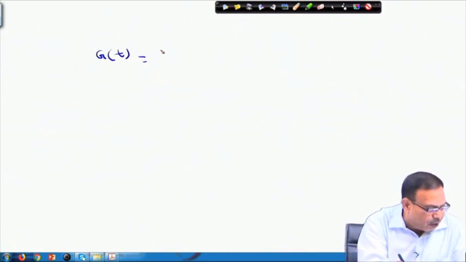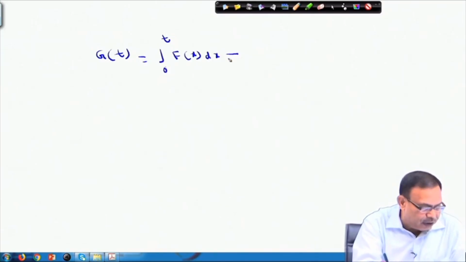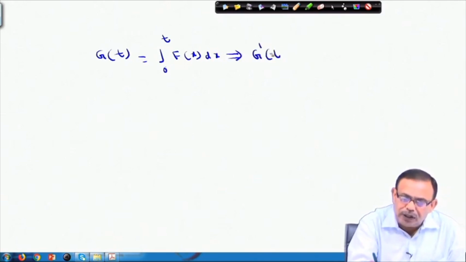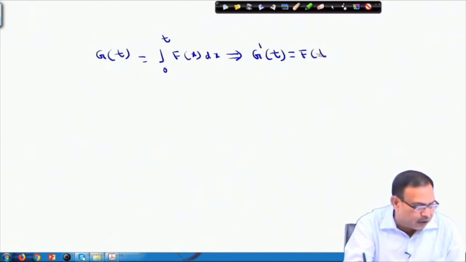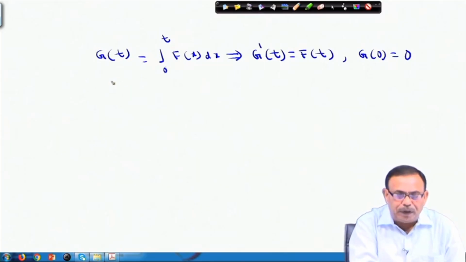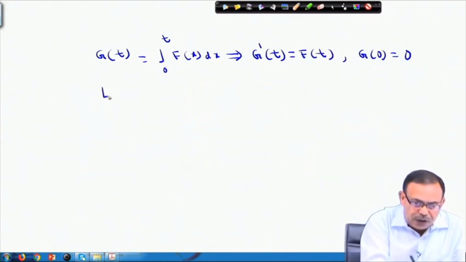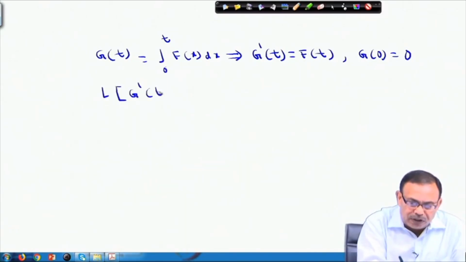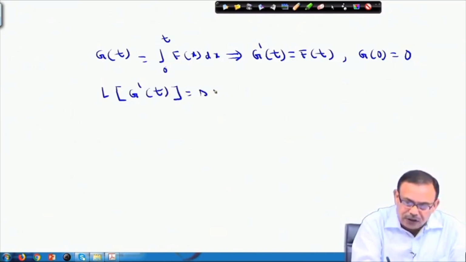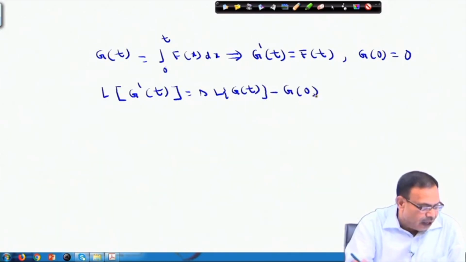Suppose g(t) equals integral 0 to t f(x) dx. I am assuming this. So, from here very safely you can tell g'(t) is nothing but f(t), and also g(0) will be equal to 0. Now, what is the Laplace transform of g'(t)? Laplace transform of g'(t) is s times the Laplace transform of g(t), just using the properties, minus g(0). We know this, and g(0) is 0.